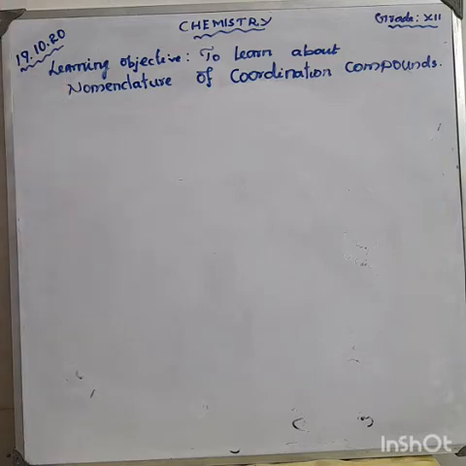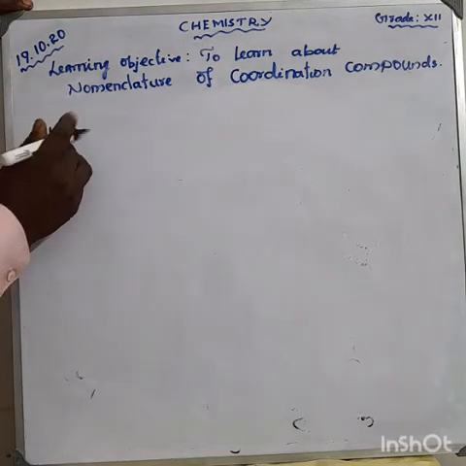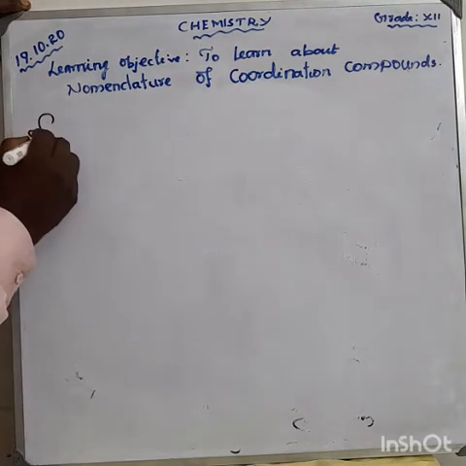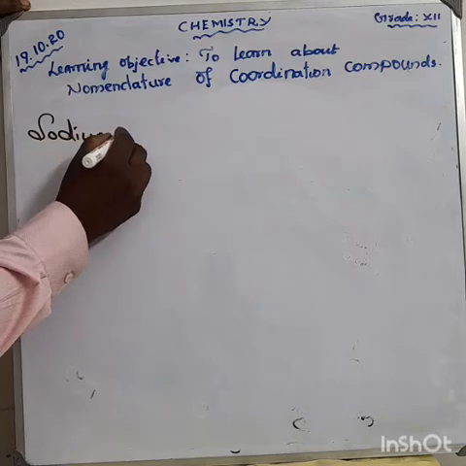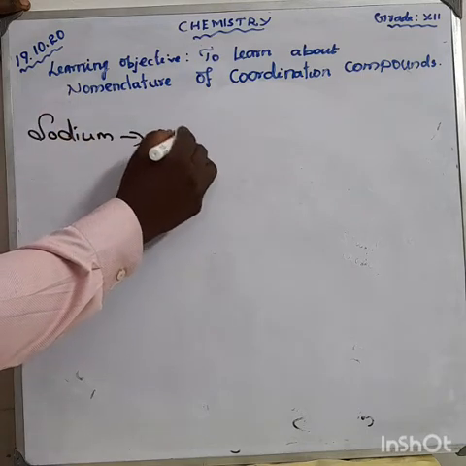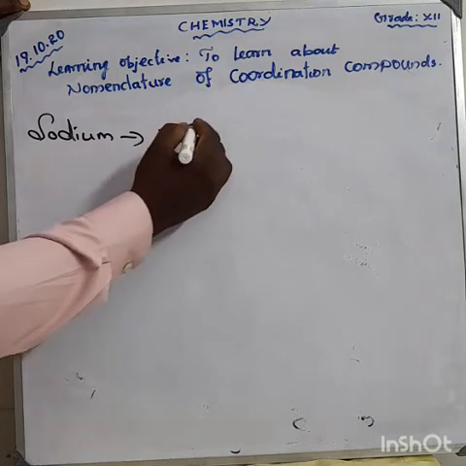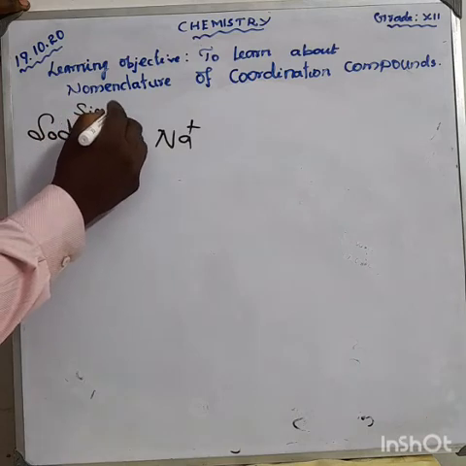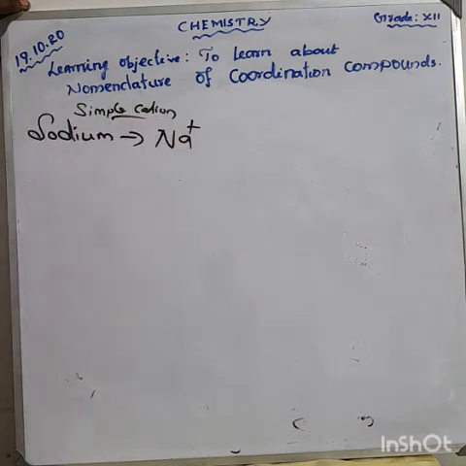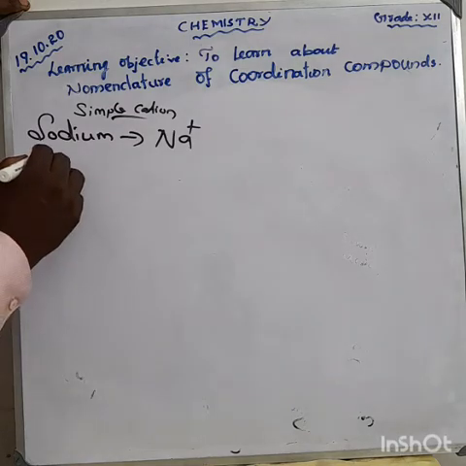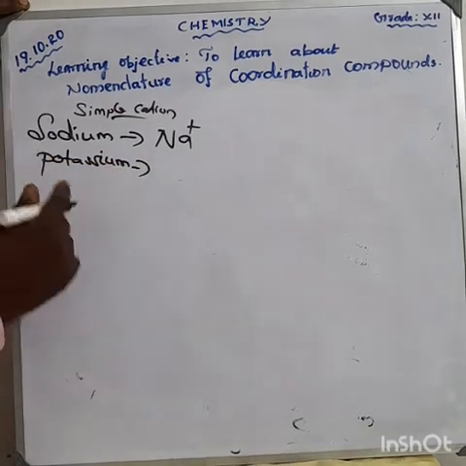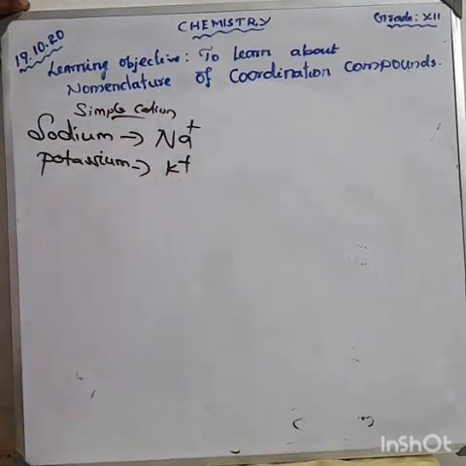How can you name the simple ions? Maybe sodium. What is the symbol of sodium? We can write the name, sodium. Symbol Na. Sodium ion means symbol Na+. This is a simple cation. We can take potassium. How do you write the potassium ion? K+. Plus means cation.